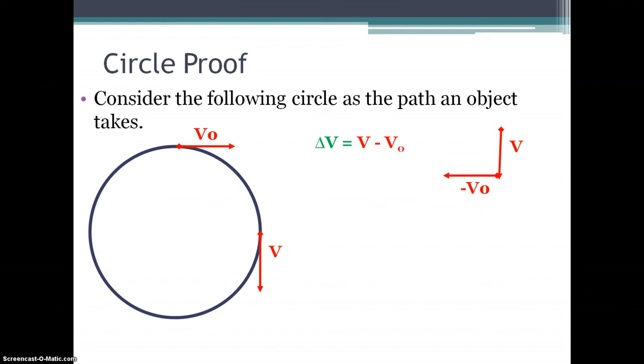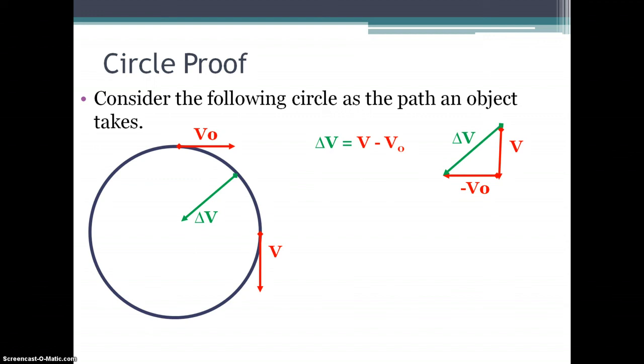Notice that I added those two tip to tail. You must always do that whenever you add vectors together. So if I look for my resultant, my change in velocity, I'm going to start where the first vector starts and end where the last vector ends. That arrow is going to be my delta V, my change in velocity. If I put that back on the circle in the middle, halfway between where those two original vectors were, no matter where I choose my initial and final velocity to be on that circle, the delta V arrow will always point towards the center of the circle.